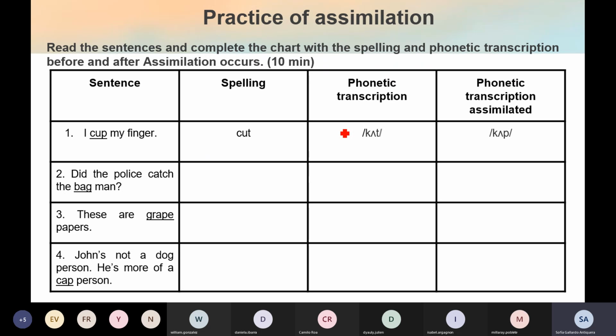So is it clear? I will give you 10 minutes, but I think you would finish before the 10 minutes. Is it clear so you can start doing it? Yes? No? Yes, teacher, it's clear. Thank you, Nelson. So go on, and if you have any questions, you can write them on the chat box. So you can start.